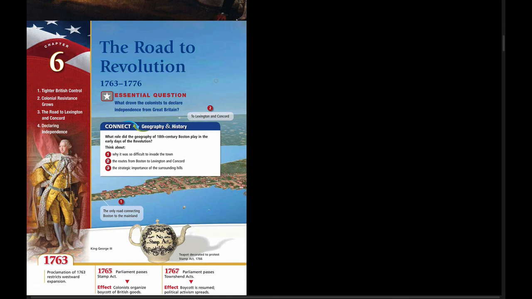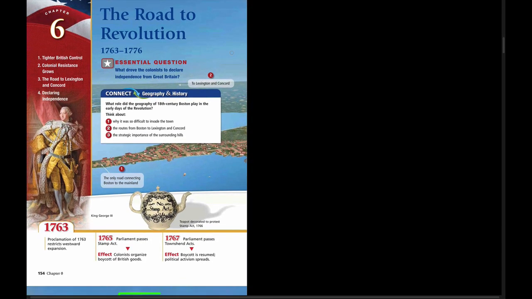The road to revolution. Here begins where our first readings will start. The tighter British control was, the more the colonists resisted. And then, once battle breaks out, we'll look at the road to Lexington and Concord and also declaring independence. For this video, we'll look at the first two, Section 1 and Section 2.